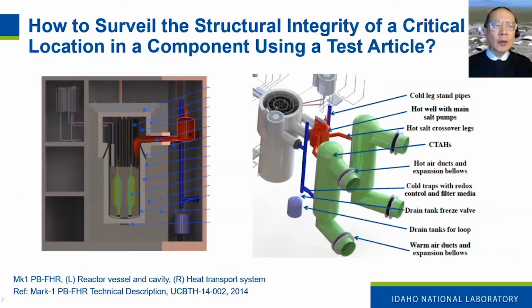To set the stage for a more detailed picture of the reactor components, I'm showing the Mark I pebble bed FHR design from UC Berkeley. So the reactor vessel and cavity are shown on the left, and some heat transport system is shown on the right. So the question is, how do we use the test article to surveil a safety-related component?